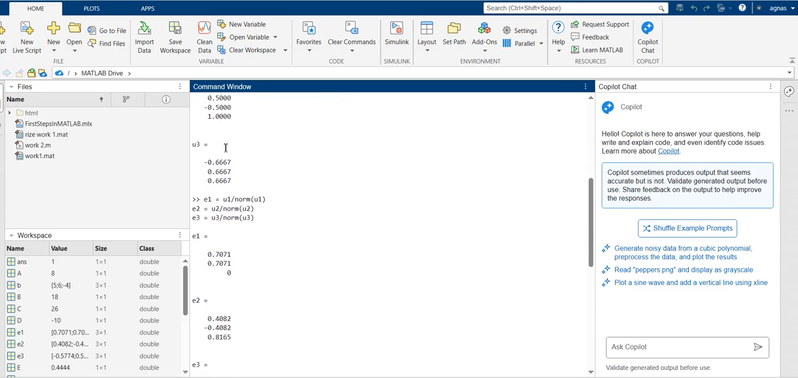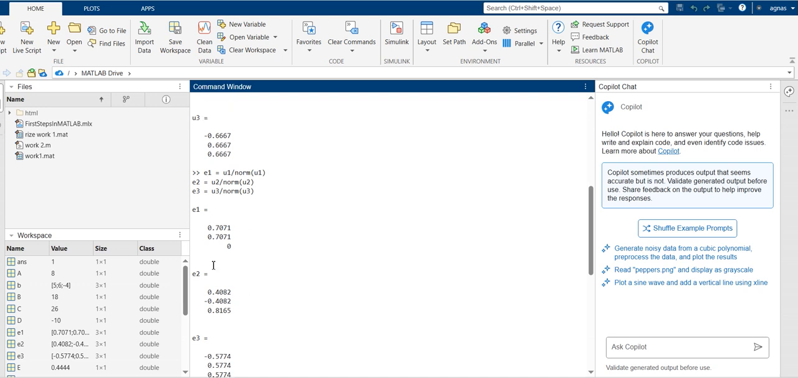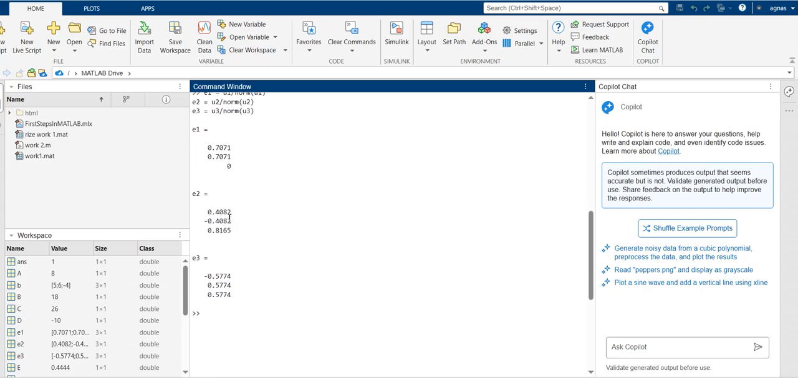And the next one is E1. E1 is u1 divided by norm of u1. Here I didn't put the semicolon, so the answer is shown. If you want to show the answer, don't type the semicolon; if you do not want to show the answer, type the semicolon. So E1, E2, E3 you got, and if you do it manually also you will get the same answer.